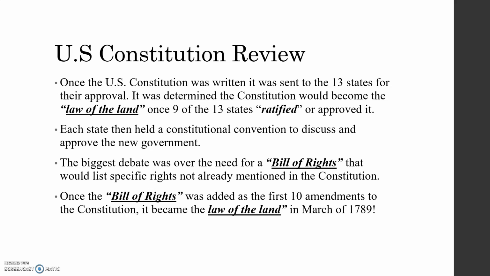Anywho, a little bit about the U.S. Constitution as a review. Once the U.S. Constitution was written, it was sent to the 13 states for their approval, going all the way back to the Articles of Confederation time period of the 1780s. It was determined then that the Constitution would become the law of the land, and once they got 9 of 13 states to ratify, it became our supreme law of the land. Each state then held a constitutional convention to discuss and approve that new government. They had a huge debate about the need for a Bill of Rights, and then once the Bill of Rights was added, you get the idea. This is just a little history summary of stuff we talked about in third quarter.